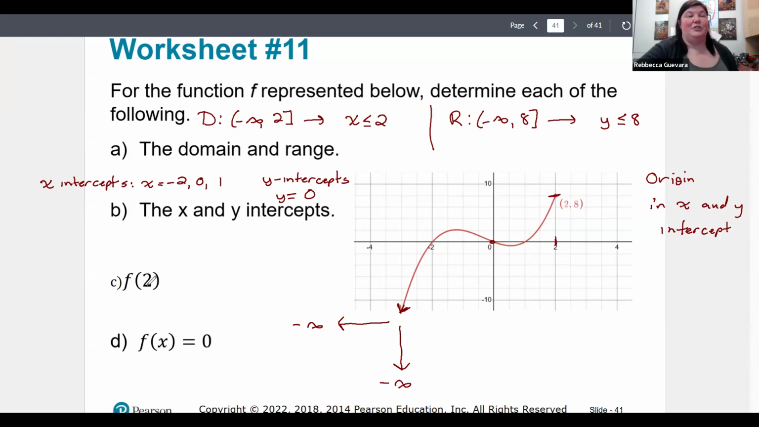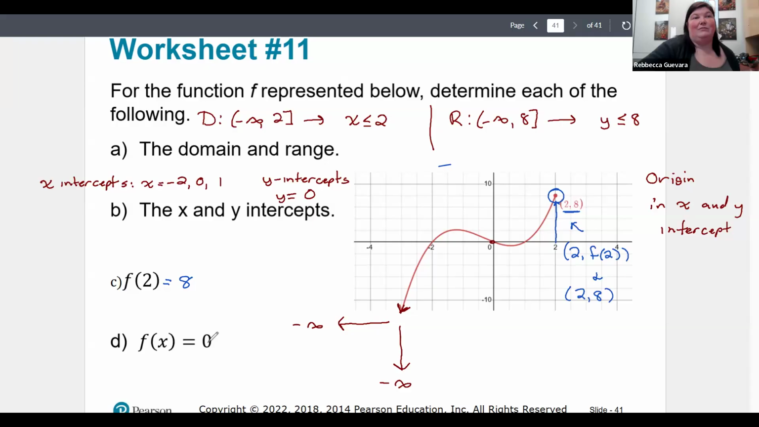My last bit, f of 2, so x is 2. That's where x is 2. And we got that closed point there. So like last time, we didn't have a value. This time we do because that point is closed. So here we get y is 8. It's just telling me exactly this is a point, 2 and 8. It's telling me 2 and f of 2. Or in other words, 2 and 8.